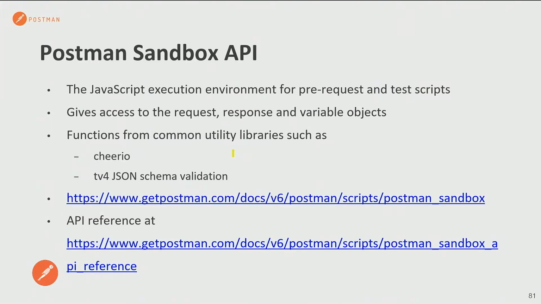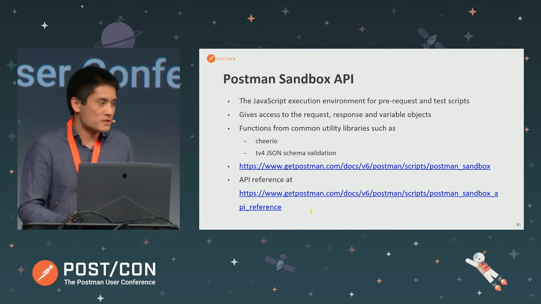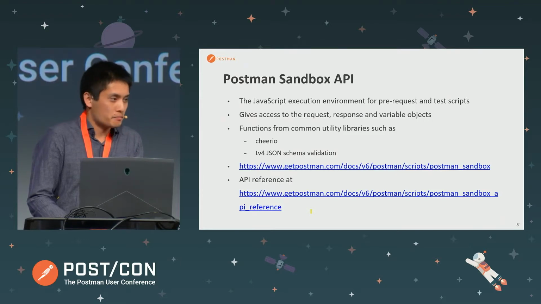So there's the Postman Sandbox API. That's where you can get your list of reference libraries if you want to have a look at what JavaScript libraries are available. And there's also an API reference there as well. So you can see what are the various JavaScript functions that you can use to access your request and response data.